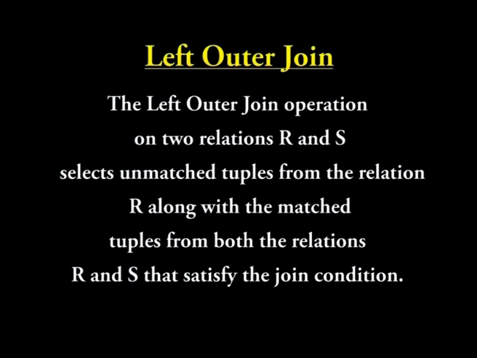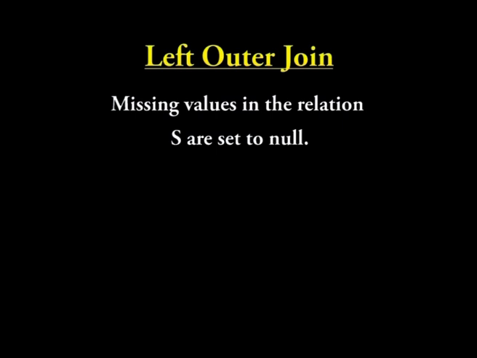So, we start with the left outer join. The left outer join operation on two relations R and S selects unmatched tuples from the relation R along with the matched tuples from both of the relations R and S that satisfy the join condition. Missing values in relation S are set to null.